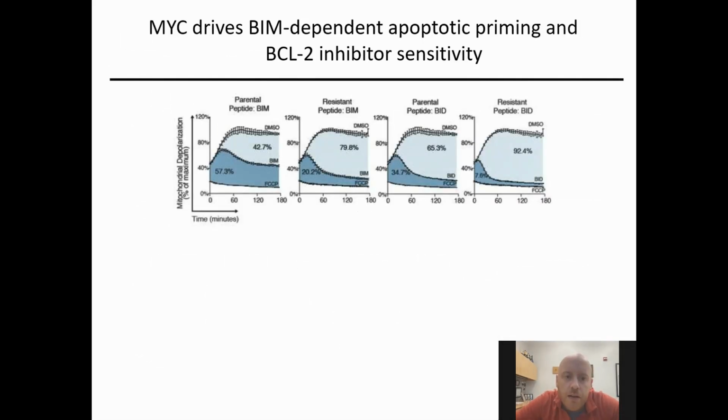MYC's promotion of hypersensitivity to ABT199 is driven by the fact that MYC can cause apoptotic priming in cancer cells. This is not our discovery. This is something that others have shown as well.